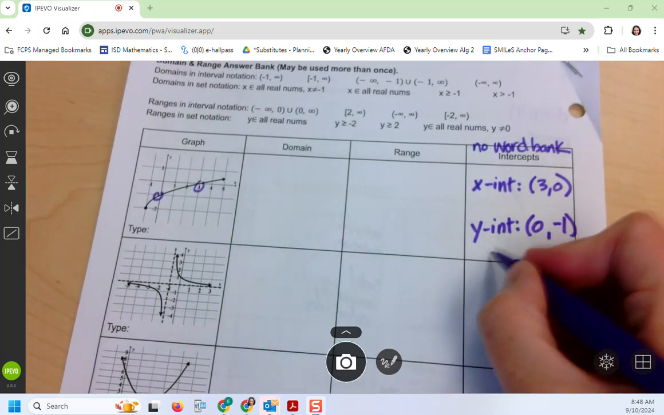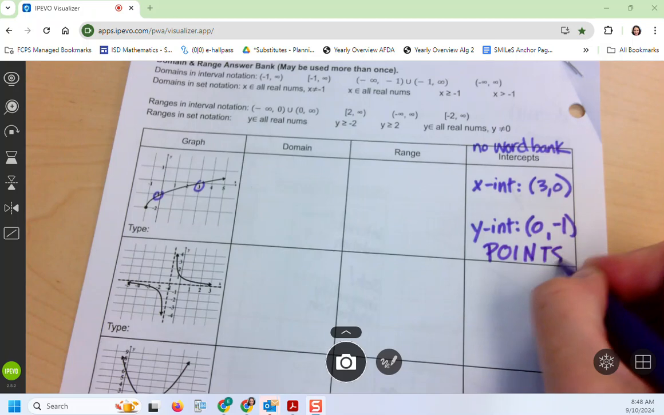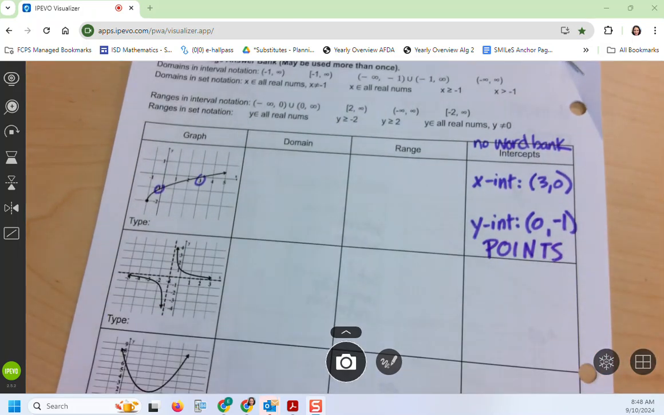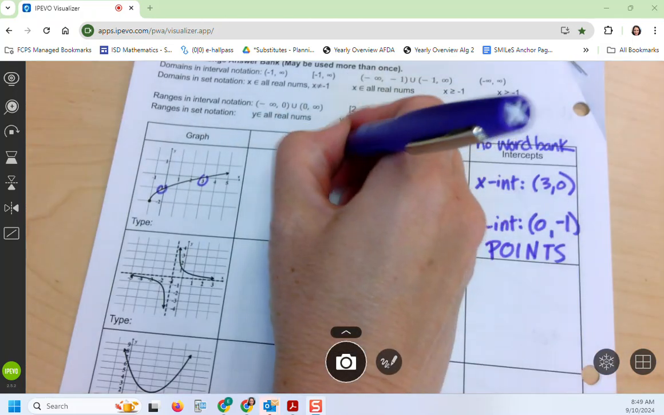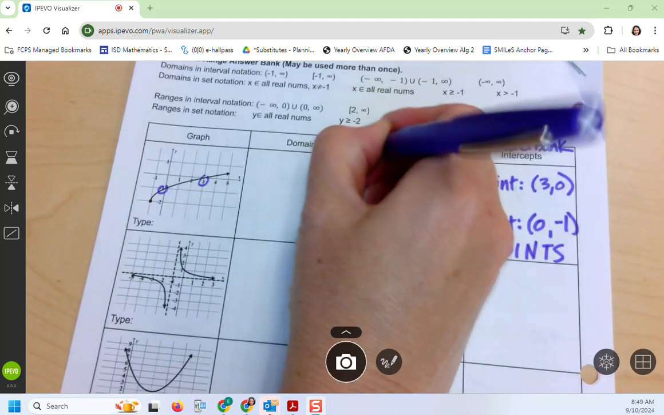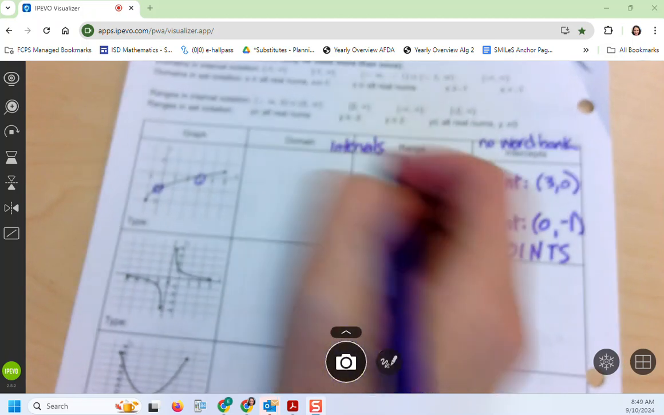Intercepts are points. They look just like intervals because they have parentheses on them, but they're not. All right, so intercepts are points. These will be both intervals. We're going to write the answer as intervals and as inequalities.